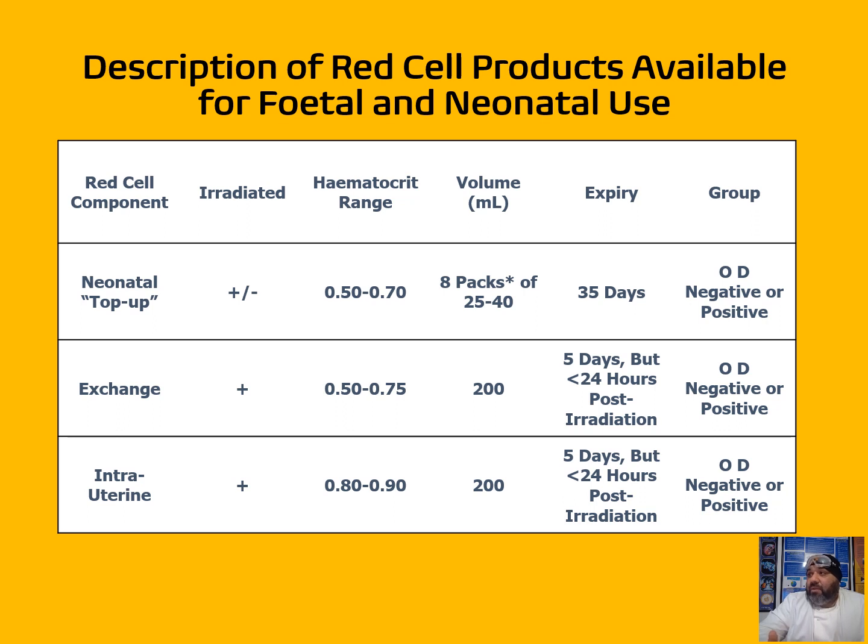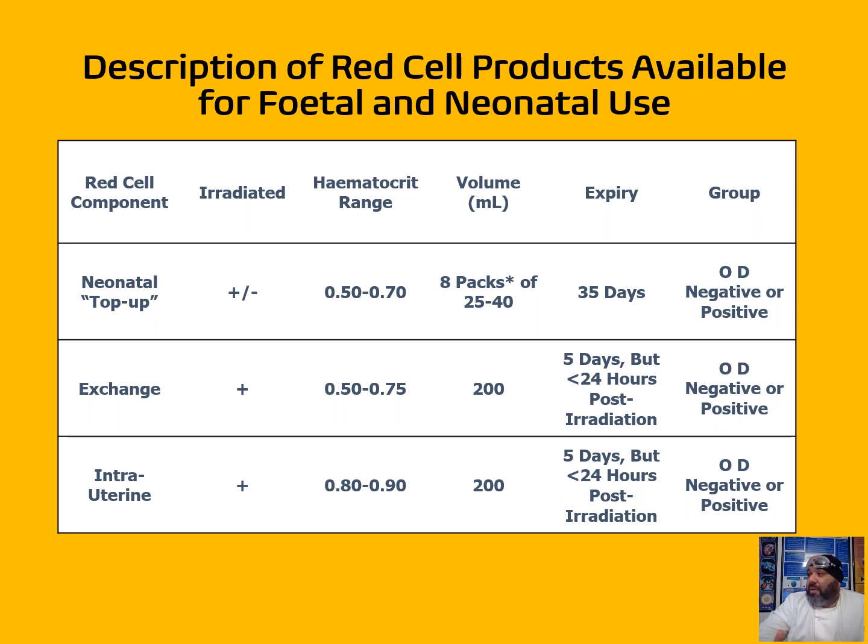And the hematocrit range would be in the line of 0.5 to 0.7, and the volume of red cells under this particular category that would be required as a general basis would be eight packs of 25 to 40 mils of red cells. Ideally, the expiration date should be less than 35 days, or within that sort of timeline.